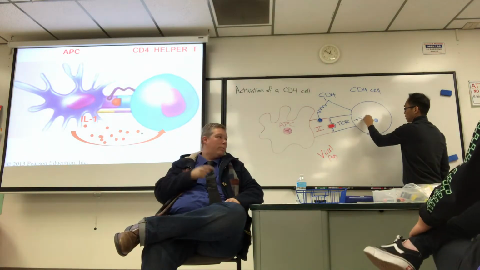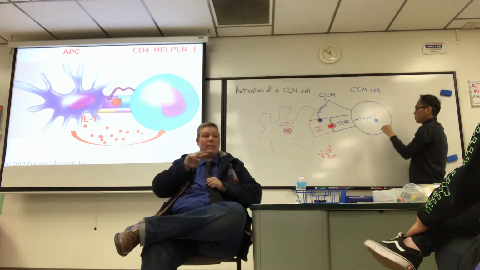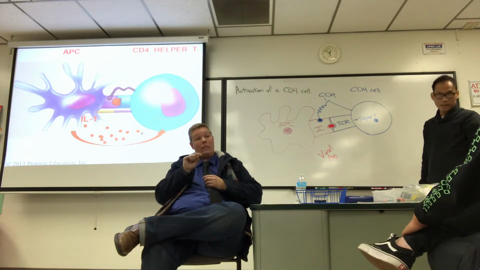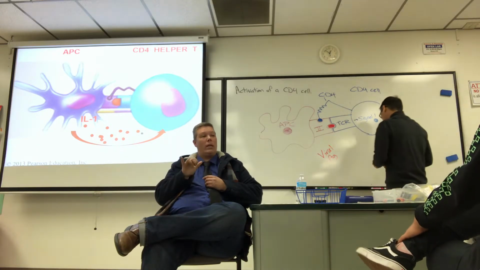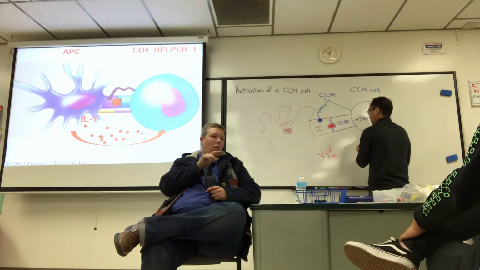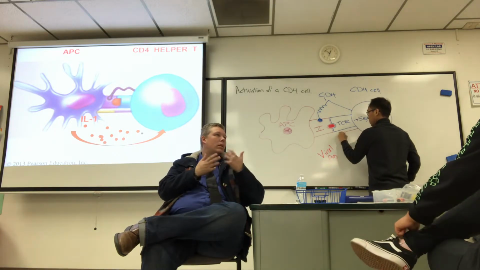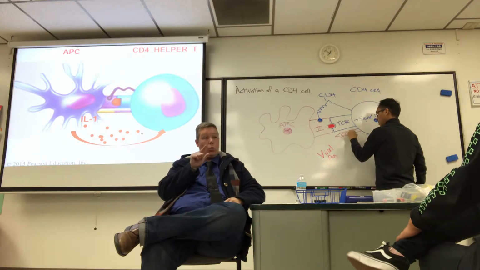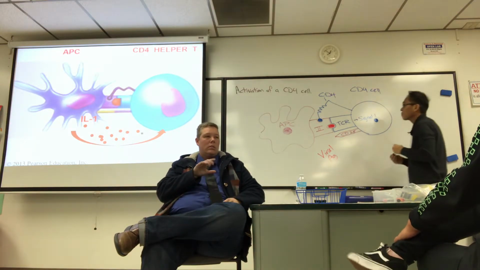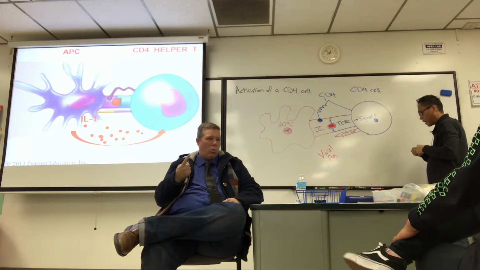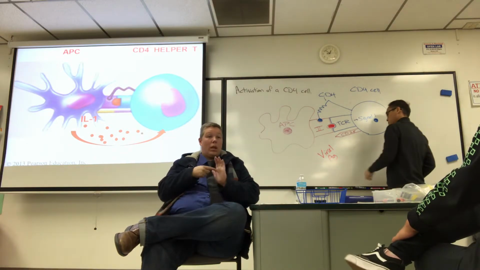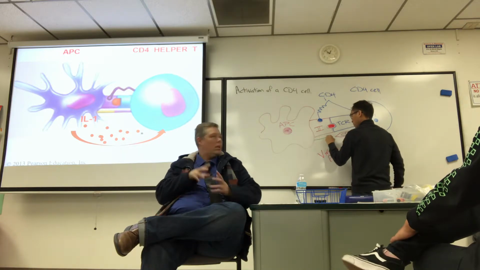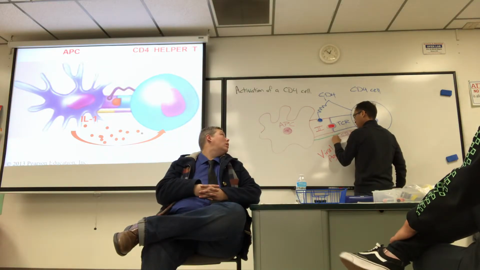But it's not enough. You need a second signal. So that's why you have this co-stimulatory process. You have other ligands, like for example, CD28. The APC may present a ligand called B7. That fits it perfectly.